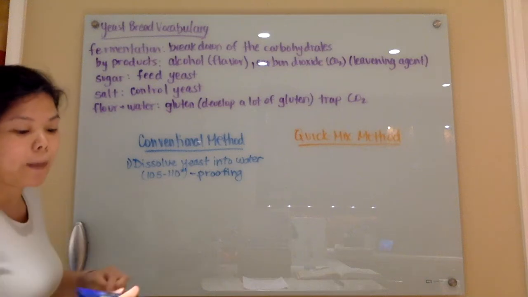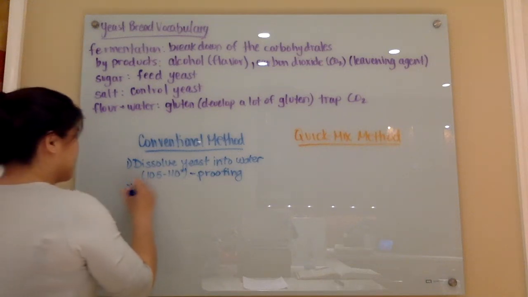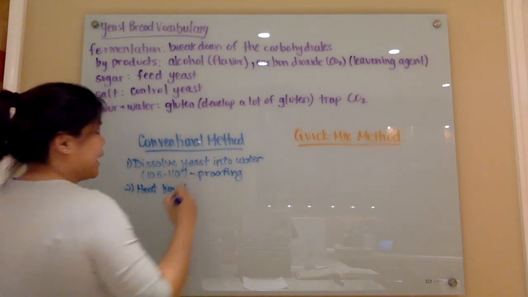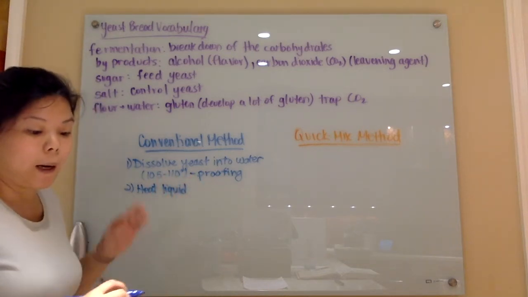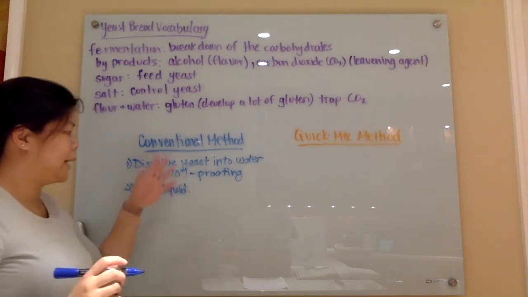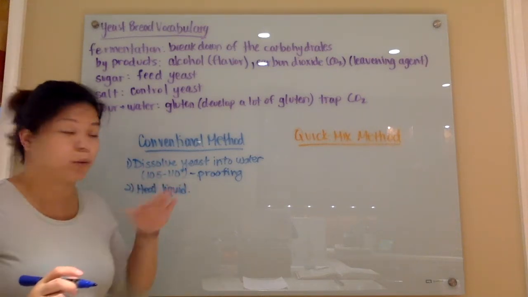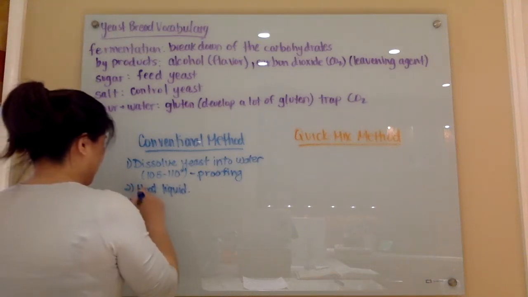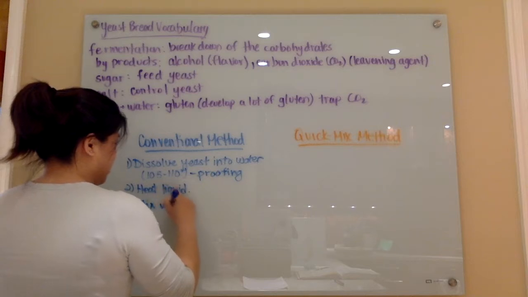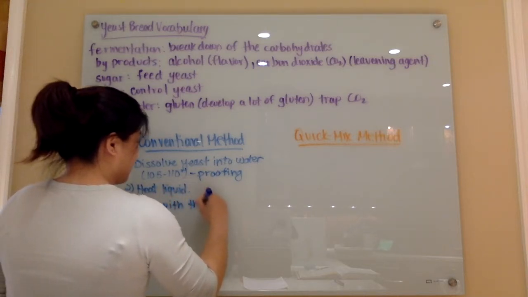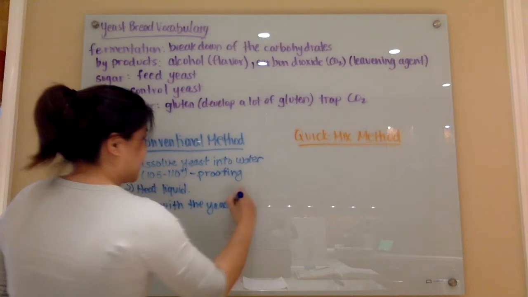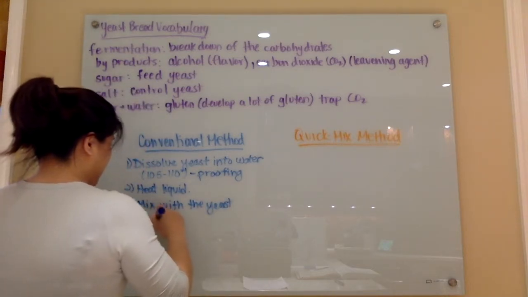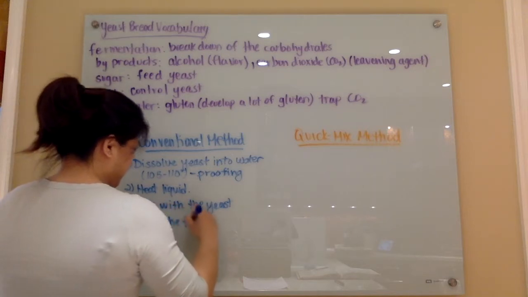But after that, I'm going to heat any other kinds of liquids I have, so maybe it might be egg, butter, milk, whatever, and then I'm going to add it in with my dissolved yeast, my proofed yeast, and mix it with the yeast. And once that's all together, the last thing I need to do is add the flour.